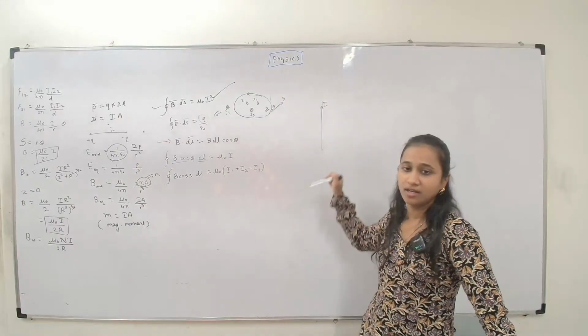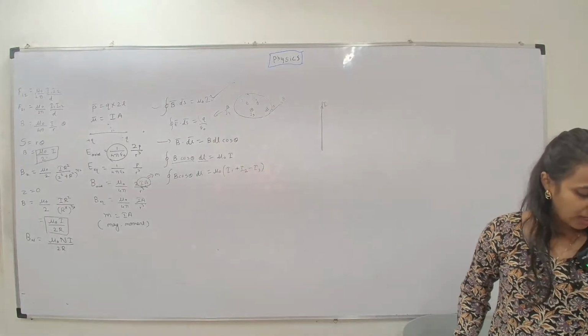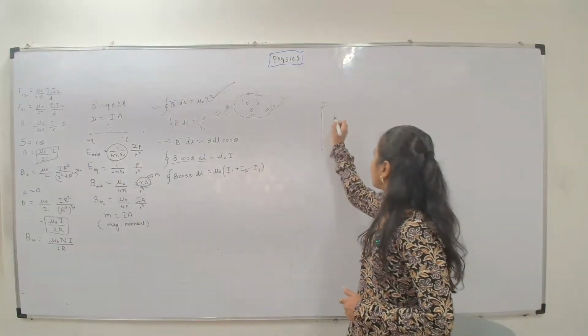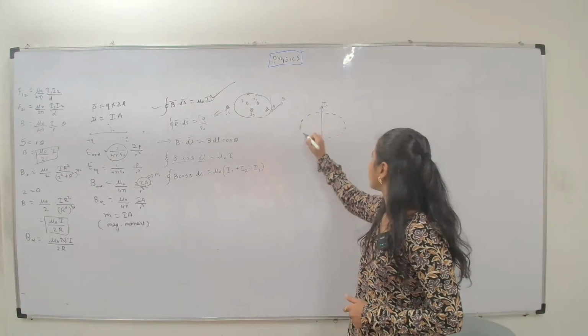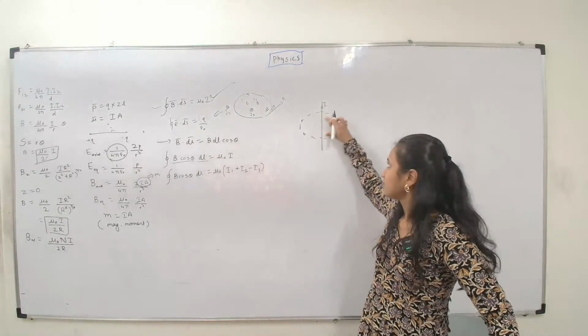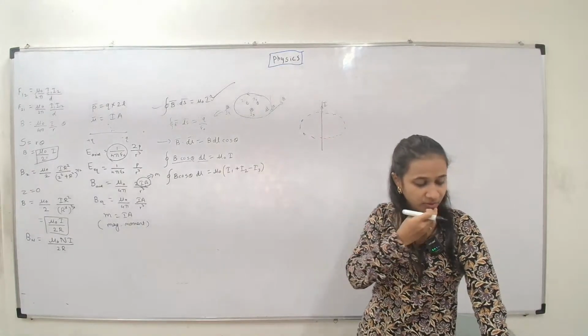Okay, now consider a long straight wire carrying current I. B and dl are tangential to the Amperian loop, which is a circle. मला याला enclose करायचं. I'll draw an imaginary loop. That is the Ampere loop. किती करंट याच्यामध्ये इन्क्लूड झाला? ठीक आहे. This is your Ampere loop.